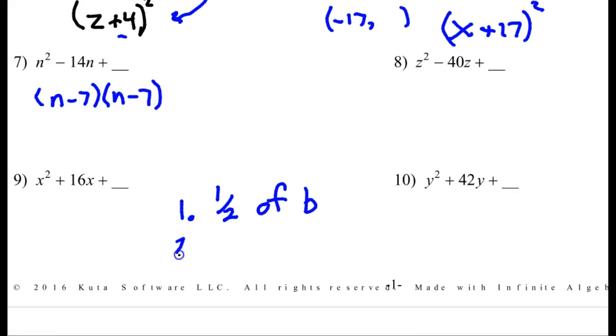Okay. Second, you take number 1 and you raise that to the second power. So number 1, negative 7. Negative 7 times negative 7 is 49.